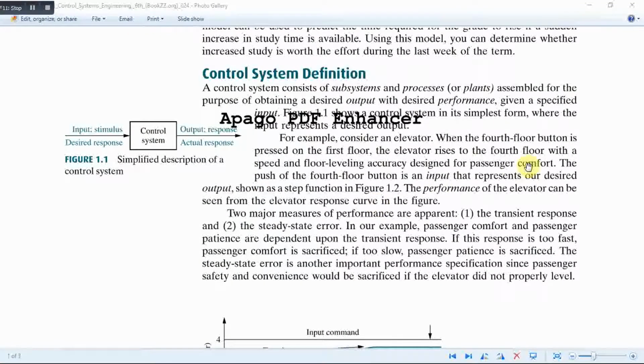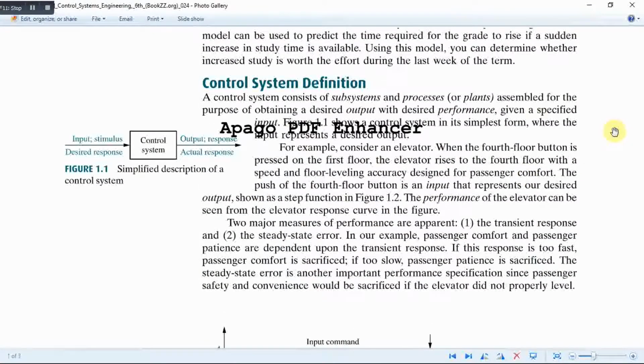Hello guys, now we will discuss very important control system concepts from the very famous book Control Systems Engineering by Norman S. Nise. So a control system is defined as a system where we have a certain input and we get a certain output against this input.